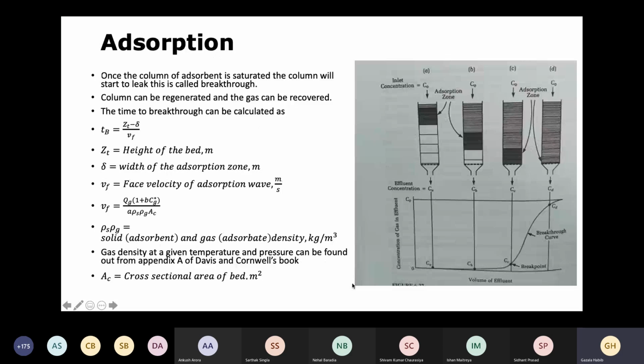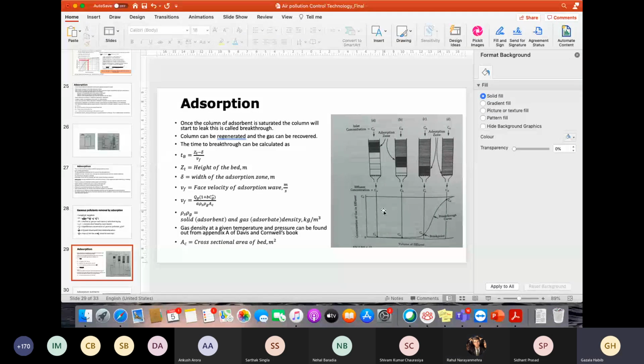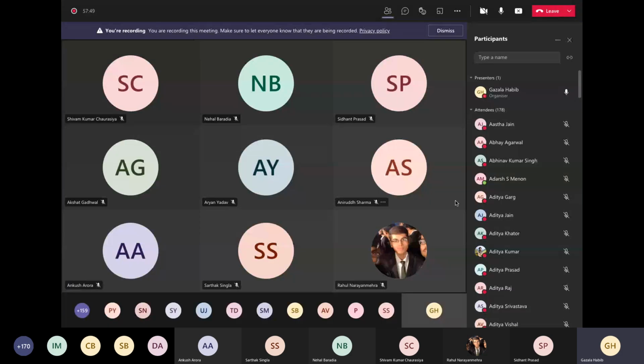Okay, so this adsorption column, once the gas flows through... We have another class in like 1 minute. I'm saying we have another class in a few seconds. Oh, what is the time? It's almost 9. Oh, okay, I did not see the time. Okay, we will learn about this in the next class, and we will complete it.